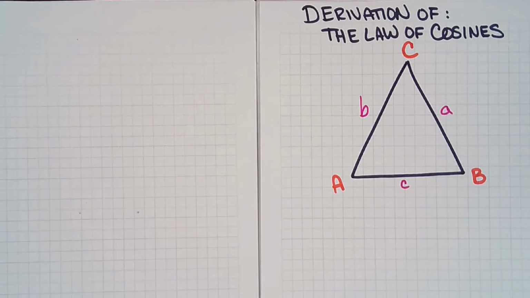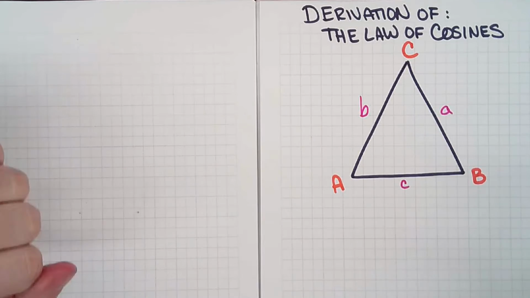All right, now for the promised derivation of the law of cosines. So where does this formula come from? The first thing we want to do is look at our generic triangle. It works for any triangle.